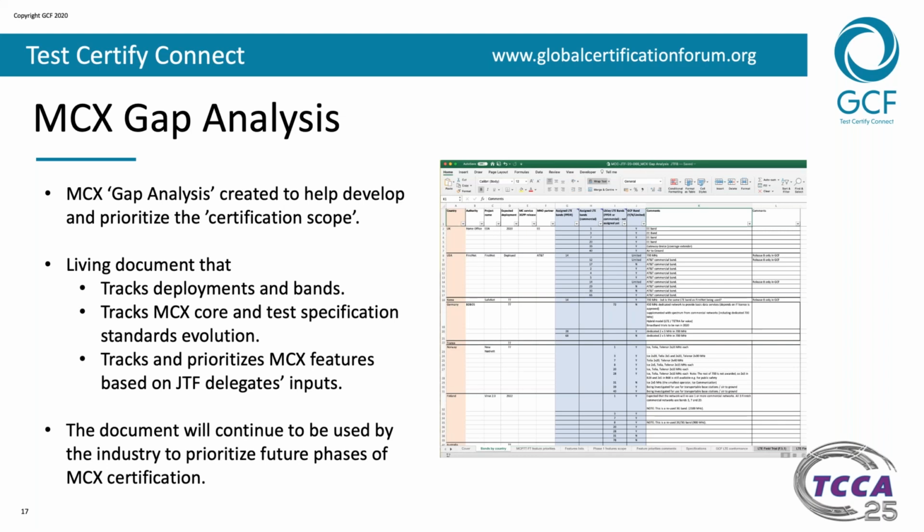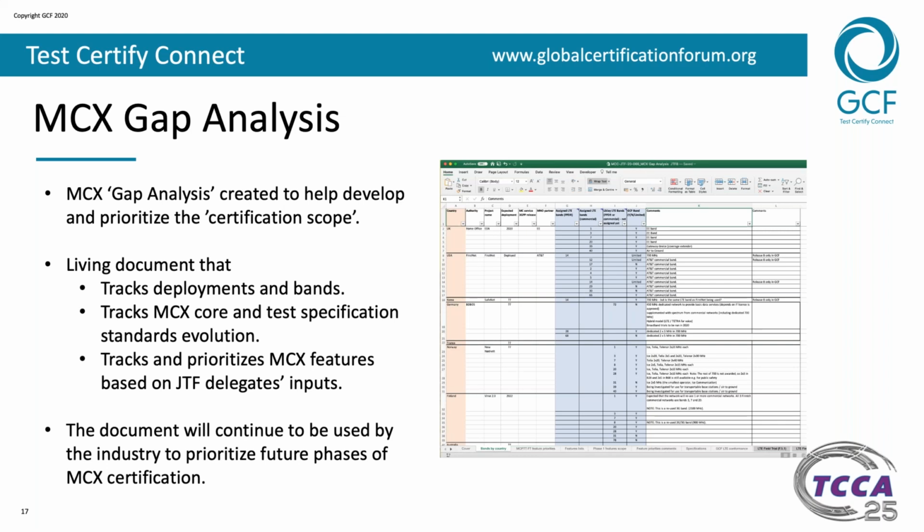This document is going to be a living document. It tracks the deployments and the frequency bands and the types of deployment, whether or not they're relying on a kind of MVNO architecture or whether or not they're relying on dedicated frequencies. We're also tracking standards evolution in the MCX core and test specifications. And probably most critically, we're bringing together members' views regarding what MCX features should be deployed and what the phasing should be.